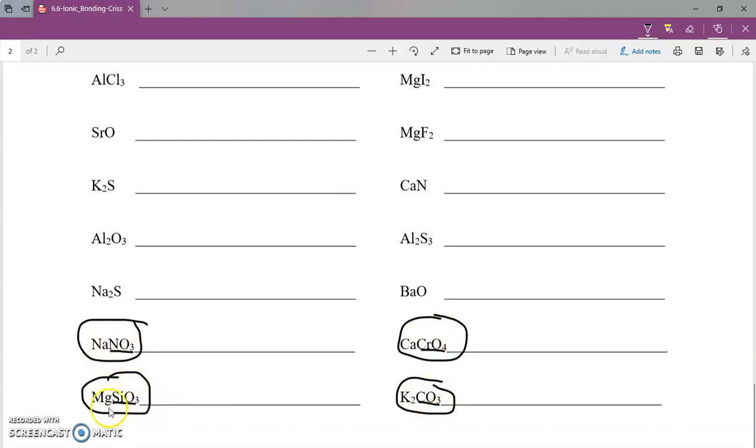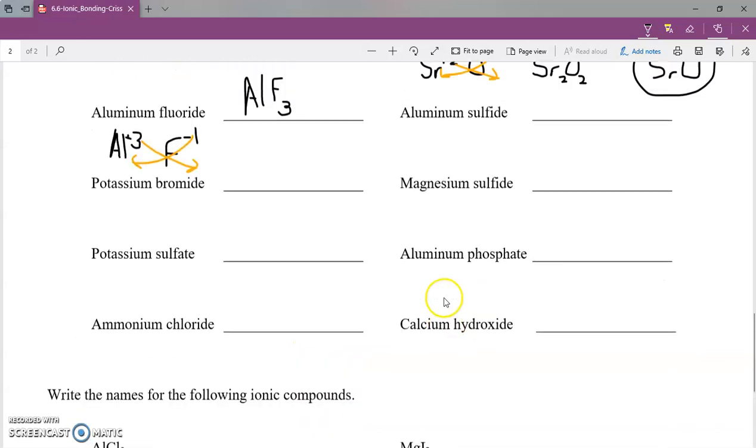Sodium with this, magnesium with that. Calcium with this, potassium with that. And so you keep it as the metal name, but this one is going to have its own name to work with. For an example, this one here would be sodium, and NO3, this whole molecule here, represents nitrate. Sodium nitrate. That would be your answer. Hopefully this makes sense for you.